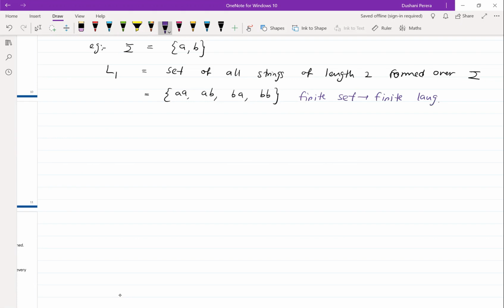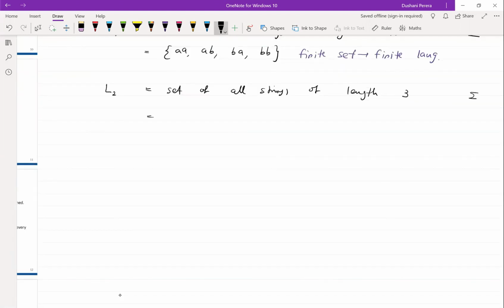It's a finite language. Okay. Then let's take another language. Let's define another language on the same alphabet. This is the set of all strings of length 3 formed over sigma.